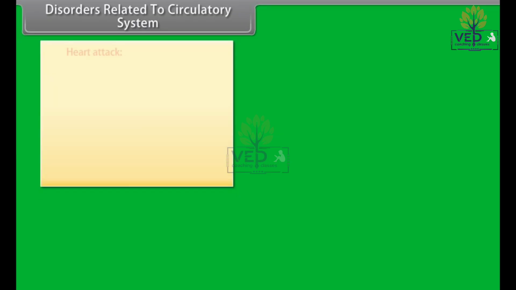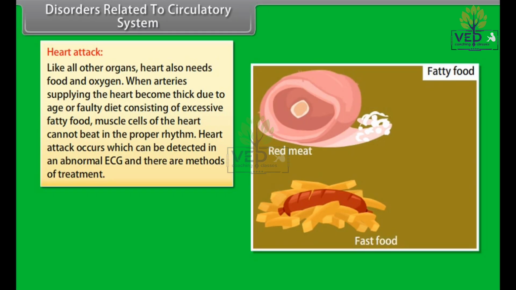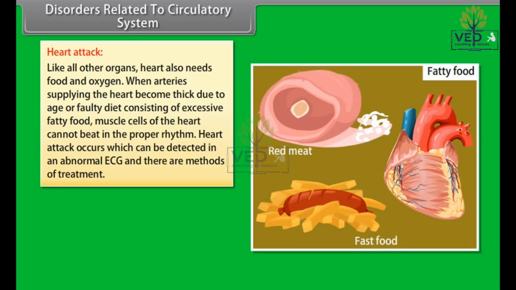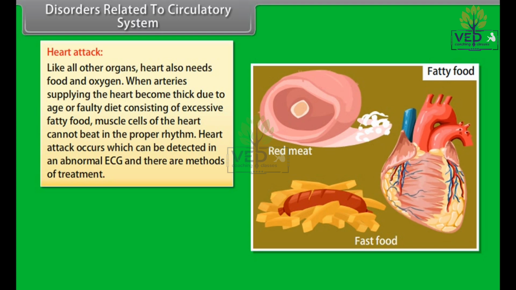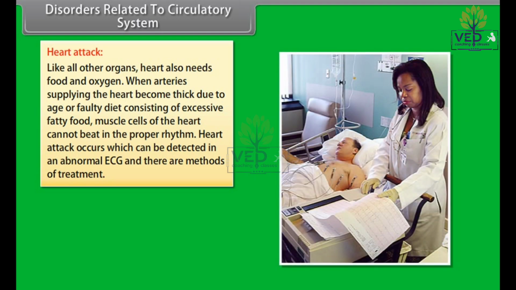Disorders related to the circulatory system. Heart attack. Like all other organs, the heart also needs food and oxygen. When arteries supplying the heart become thick due to age or a faulty diet consisting of excessive fatty food, muscle cells of the heart cannot beat in the proper rhythm. Heart attack occurs, which can be detected in an abnormal ECG, and there are methods of treatment.